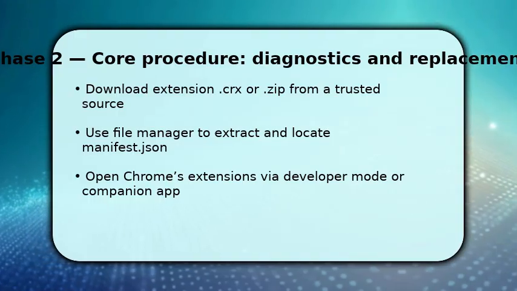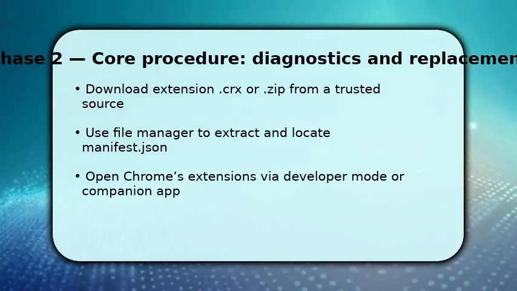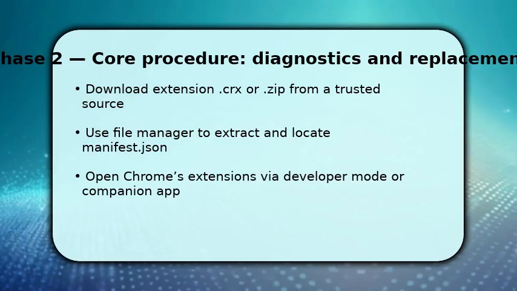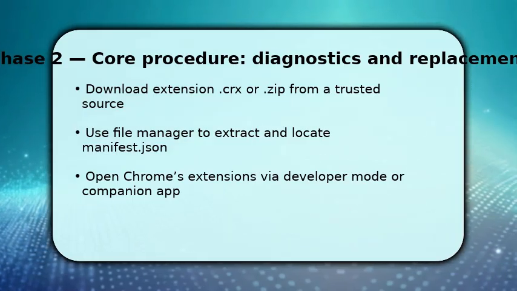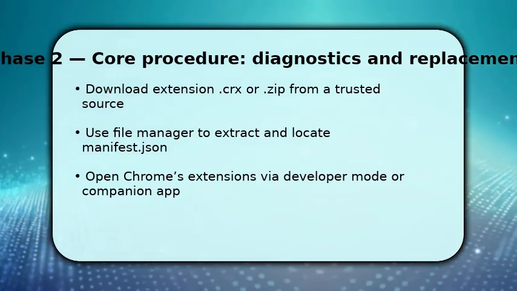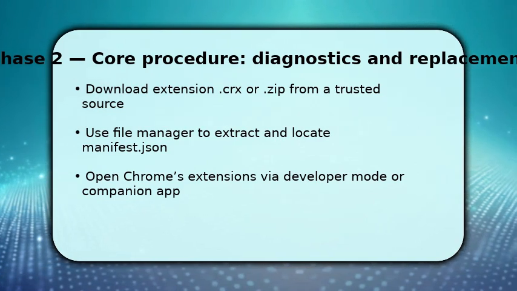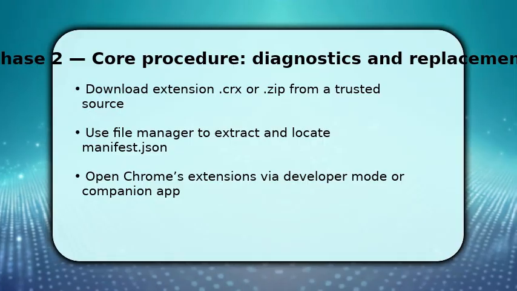Next, open Chrome's extensions area. On Android, this may require a companion browser or developer mode, and load the unpacked extension folder. This step installs the extension's files, so Chrome recognizes and prepares to run its code.